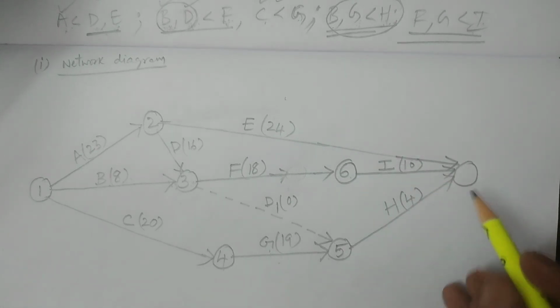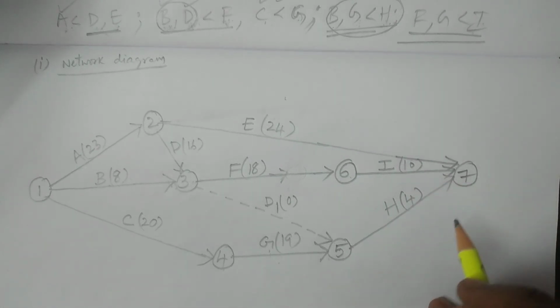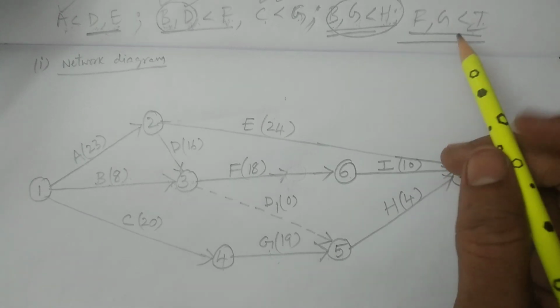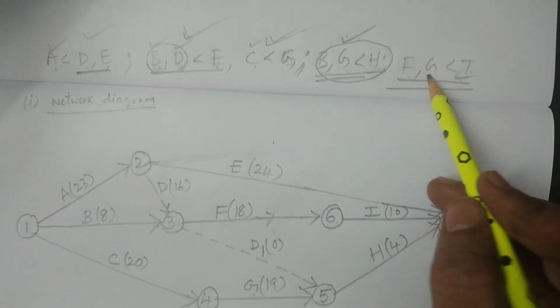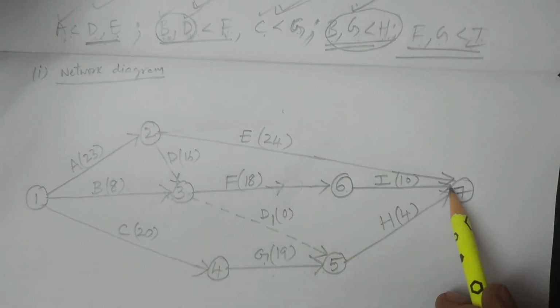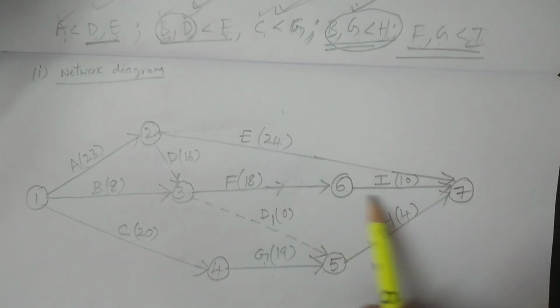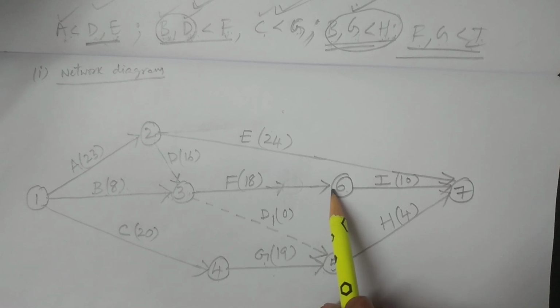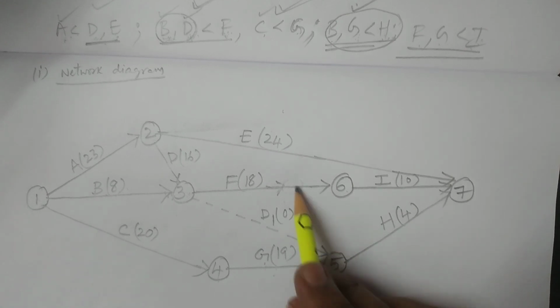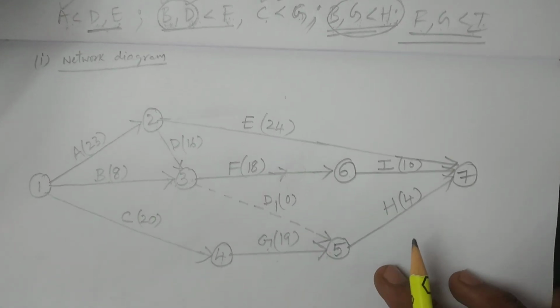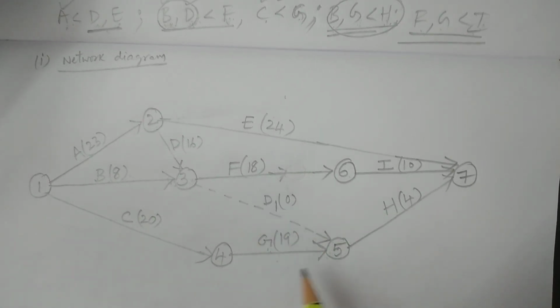Okay, and I am considering this as 7. Now you see, I still have to establish the relation F, G is less than I. F is obviously less than I, because before I, the activity F was finished. But G was not finished directly. What I have specified is that these must be finished directly.